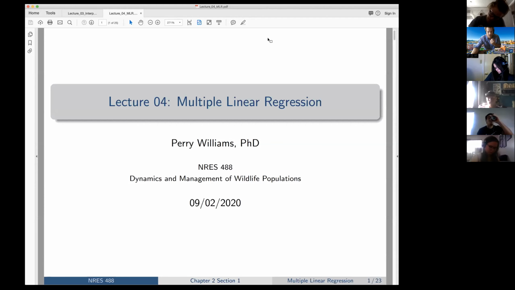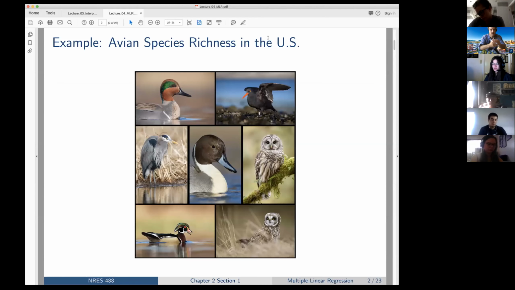Okay, so multiple linear regression just means we have multiple covariates. In our previous example, we had y equals beta 0 plus beta 1 x. Now we're going to have y equals beta 0 plus beta 1 x1 plus beta 2 x2, for as many covariates as we want.